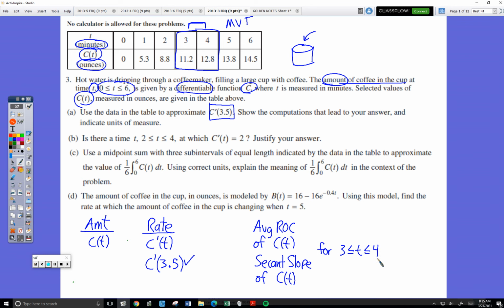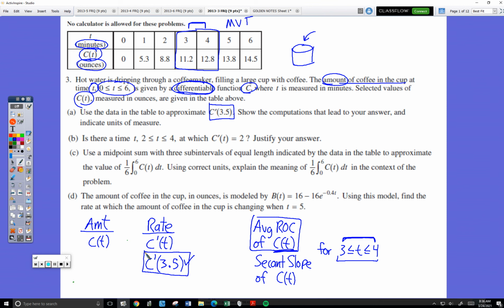Because the mean value theorem says that for this time interval, because this function c is differentiable, there is a tangent slope somewhere on this interval that will be the same as the secant slope. That means there is an instantaneous rate of change of c somewhere on this interval that will match the average rate of change. So finding the average rate of change of c is a pretty good estimate for the instantaneous rate of change of c on that interval.